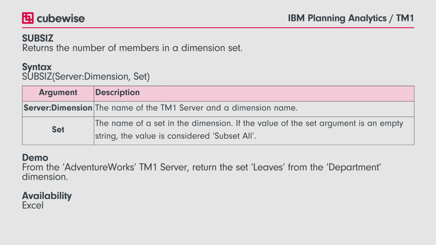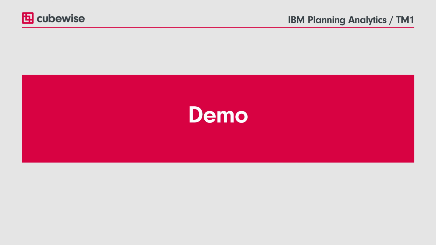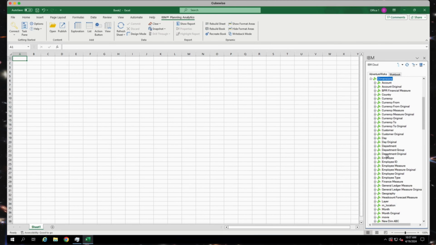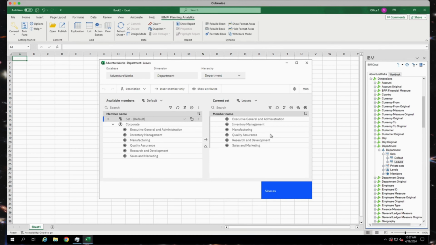In this demo from the AdventureWorks TM1 server, I'm going to return the set leaves from the department dimension. This function is only for Excel. I'm going to open the leaves set from the department's dimension so you can see the number of members in this set, where there are 6 members.